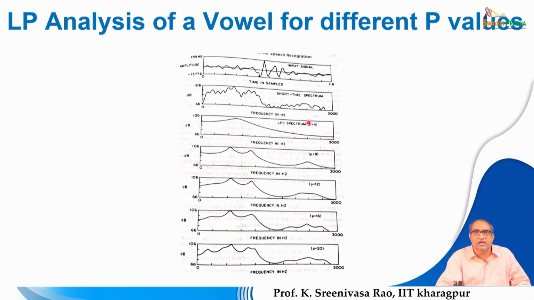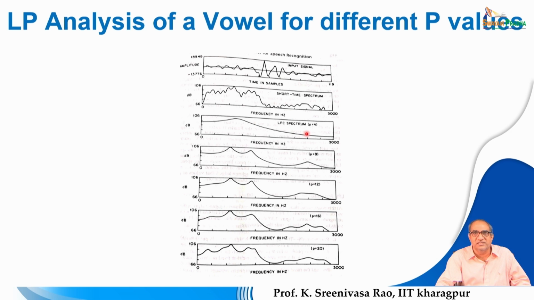Depending upon the order p, because with p equals to 4, at maximum you can get 2 pairs of complex conjugates. 2 complex conjugate pairs of poles means you can observe only 2 poles pairs. So with that the spectral envelope contains a maximum of 2 peaks.